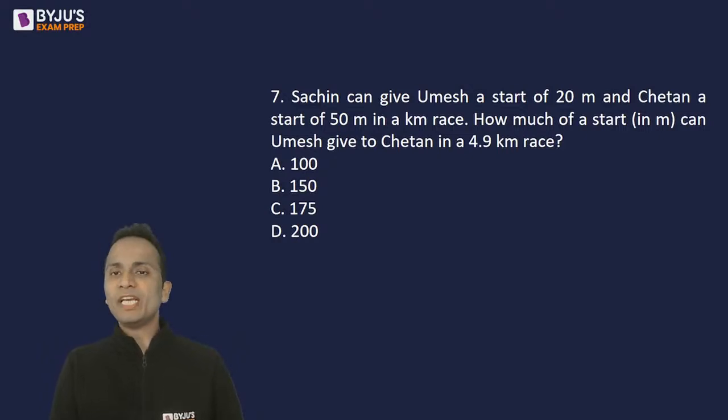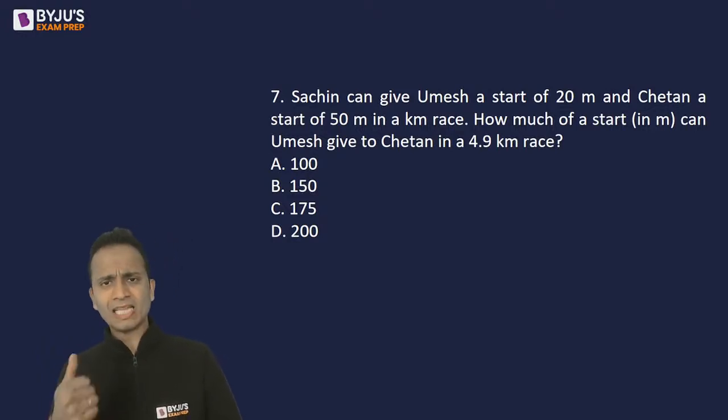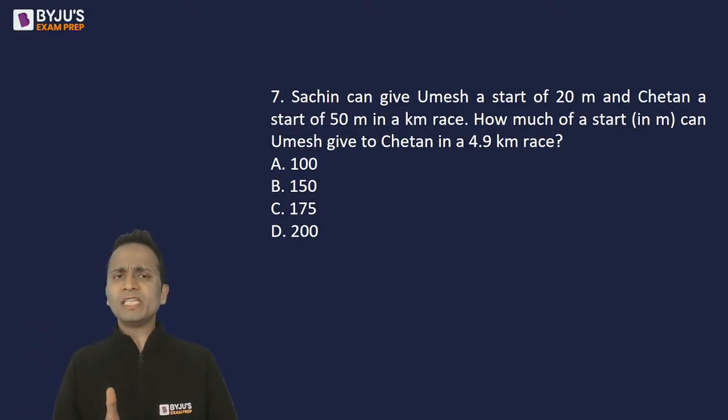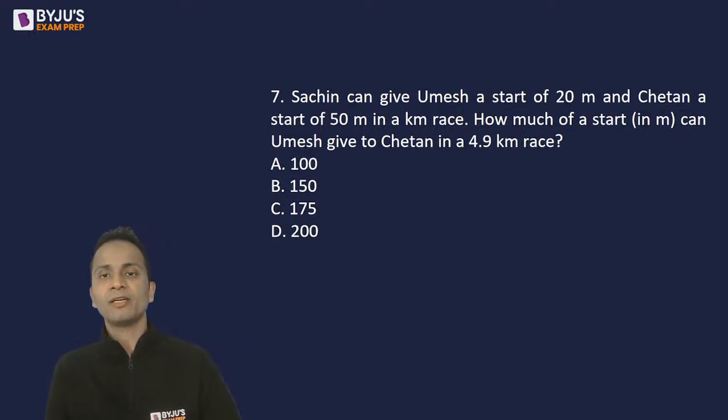Sachin can give Umesh a start of 20 meters and Chetan a start of 50 meters in a kilometer race. Kilometer race means 1 kilometer, 1000 meters. So 1000 meters की रेस है. Sachin can give Umesh a start of 20 meters and Chetan a start of 50 meters. How much of start in meters can Umesh give to Chetan in a race of 4.9 kilometers or a race of 4900 meters?